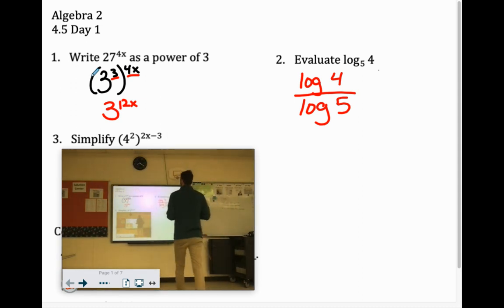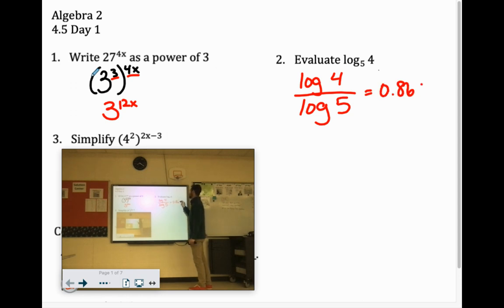Phew, that was close. So log 4 divided by log 5, 0.861. Great.